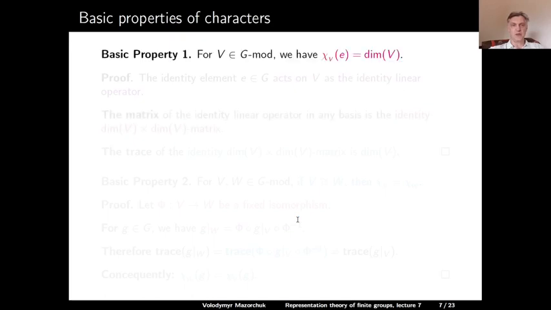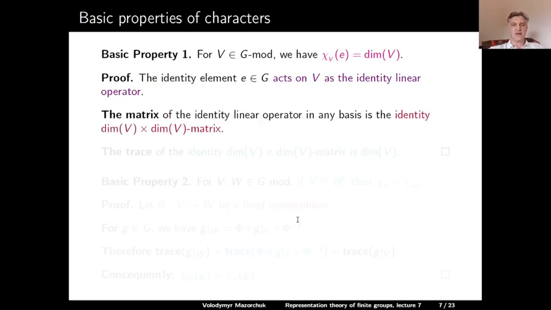Basic property number 1: for any G module V, the value of the character of V at the identity element equals the dimension of V. Proof. We know that the identity element acts on V as the identity linear operator. The matrix of the identity linear operator in any basis is the identity matrix of the size given by the dimension of the vector space V. So the trace of the identity matrix is the dimension of the vector space V.